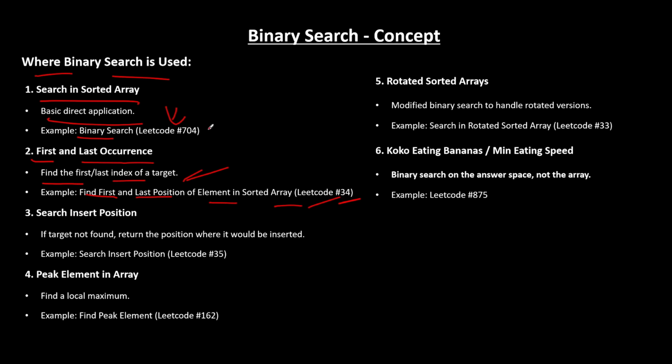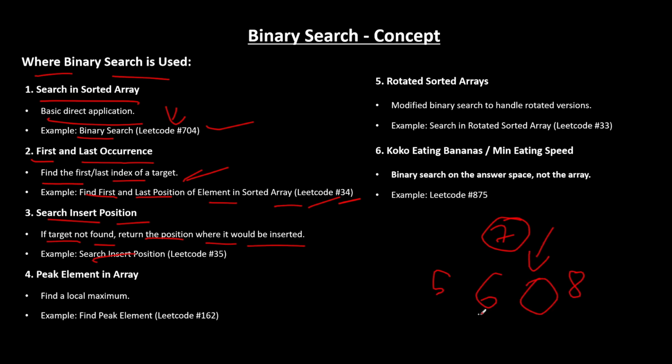You could go and practice these questions if you want, like search insert position. If the target is not found, return the position where it would be inserted. Example, search insert position. Basically you have to insert 7, right? And you got a value 5, you got a value 6, and then 8, right? So 7 will be inserted here, right? So this could be done using binary search. Finding peak element in an array. Peak element comes in the bitonic sequence, as I explained earlier, increasing and decreasing, right? So this will be a peak element, right?